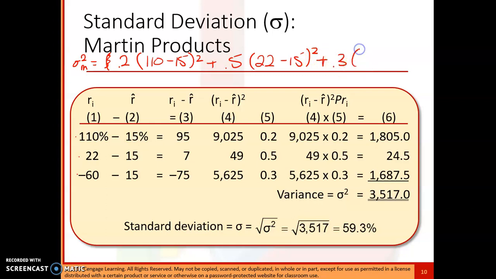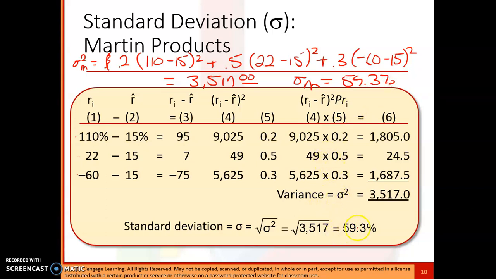0.3 multiplied by the expected return of a loss of 60% minus the mean, squared. That should total 3,517. We take the square root of that, and that gives us a standard deviation for Martin Products of 59.3%.